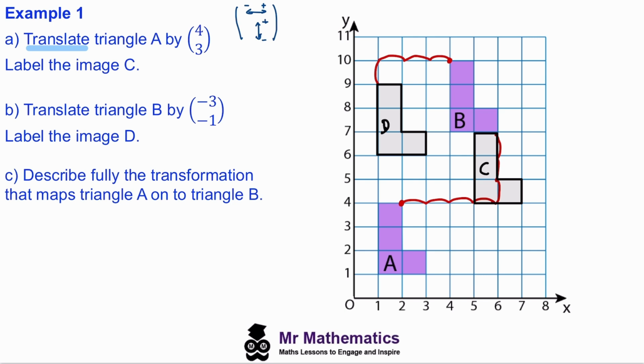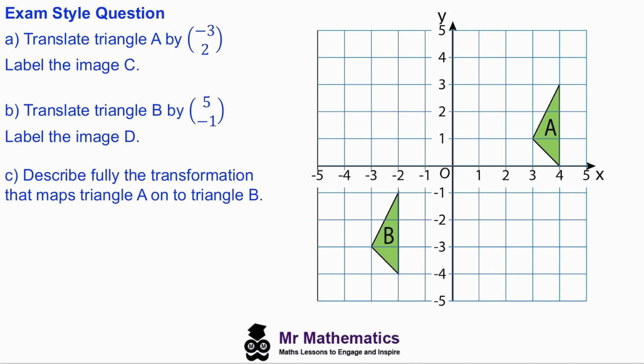And then for question C, describe fully the transformation that maps triangle A onto triangle B. So the first thing we need to say is this is a translation. And then we need to specify the translation vector. We can pick any vertex on the object. We'll match it with a corresponding vertex on the image. Then we're going to the right by 1, 2, 3. And we're going up by 1, 2, 3, 4, 5, and 6. So our translation vector is (3, 6). Okay? Let's try the exam style question.